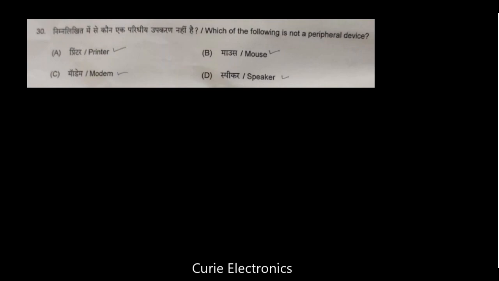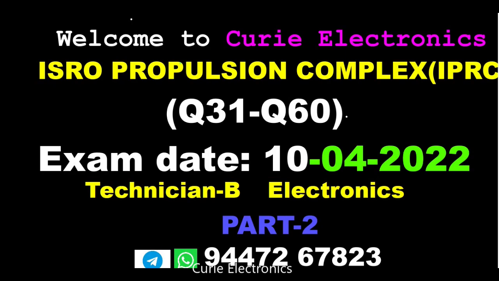Question number 30. Which of the following is not a peripheral device? See, if you observe here, the speaker is an output device, the printer is an output device, the mouse is an input device, but the modem is not an input-output device, it's a communication device. So modem should be the answer. So the first part we have completed.